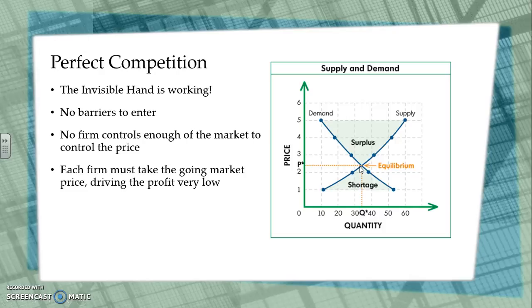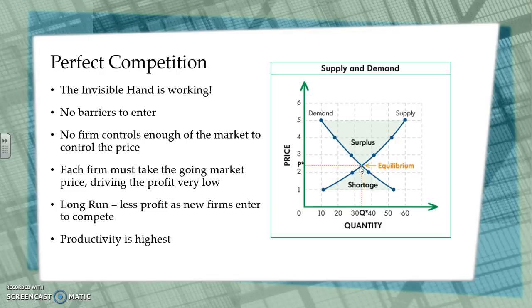As we saw in our market for beans, the price of the product went lower and lower because there were so many competitors to compete with. In the long run, perfect competition faces very little profit as new firms enter to compete, driving the profit and the price down. So perfectly competitive industries are highly productive but very low in profit levels.